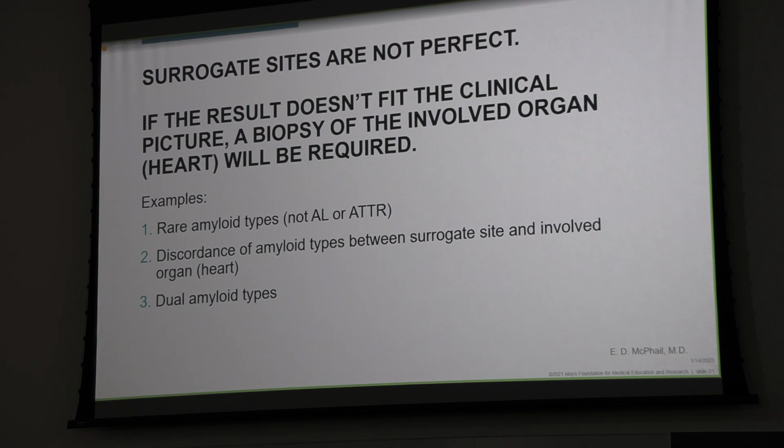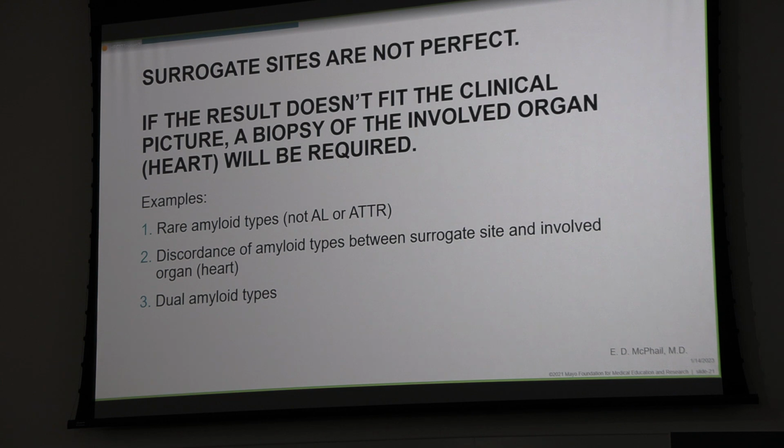So the last point I want to make is, although I have already told you that surrogate sites are really good, they're not perfect. And so if the clinical picture doesn't fit right, then you're going to have to go to the involved organ, which is the heart. So I'll give you three. The first example are rare amyloid types. So again, these are super rare. APOA4 is probably the most common one that we deal with. That's a problem sometimes because I think even that can give maybe Matt, you know, but it can give a false result using PYP scanning, but I think this is anecdotal at this point. So that's a problem, but it's extremely rare.